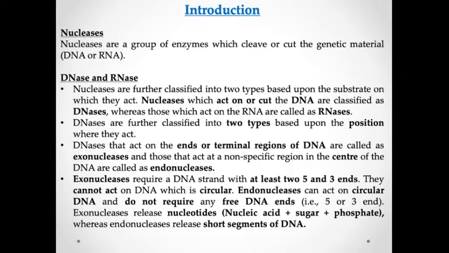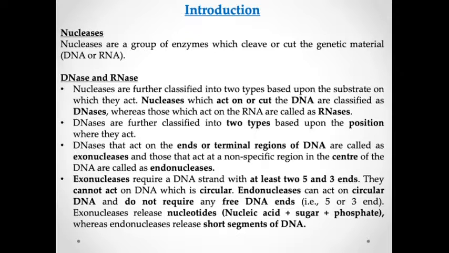Nucleases are a group of enzymes which cleave or cut the genetic material, DNAs and RNAs. They are further classified into two parts, that is DNases and RNases. Nucleases which act on the DNA are classified as DNases, and those which act on the RNAs are known as RNases. DNases are further classified into two parts based on the positions where they act.